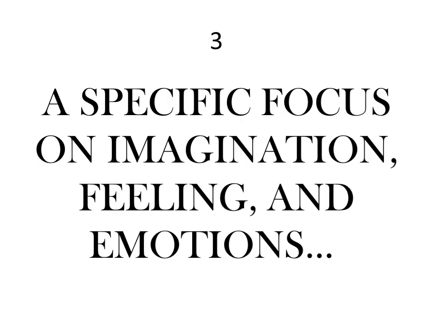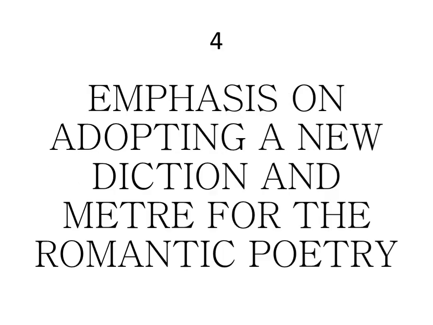Another important aspect of the Romantic movement is the attempt to adopt a new diction and meter. In the Neoclassical period, poetic language was often artificial and highly polished. Writers used elevated and formal vocabulary, which was sometimes far removed from everyday speech. Romantic poets strongly opposed this style.